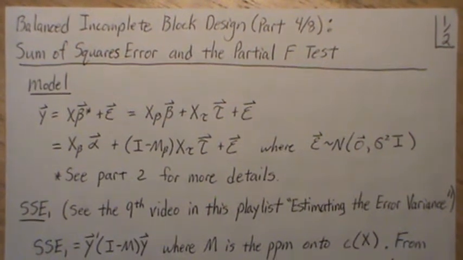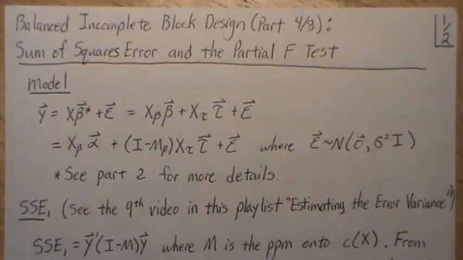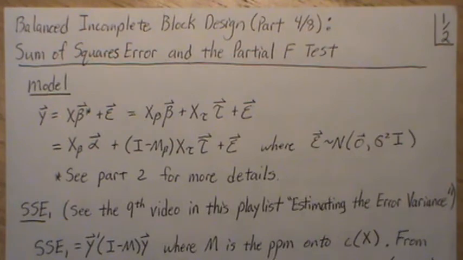Hello, this is the next video in a playlist that I'm calling General Linear Models Design of Experiments. And this is part 4 of a little mini series within that playlist that I'm calling Balanced Incomplete Block Design. And in part 4 we're going to look at the sum of squares error and the partial F test that's used in the Balanced Incomplete Block designs.